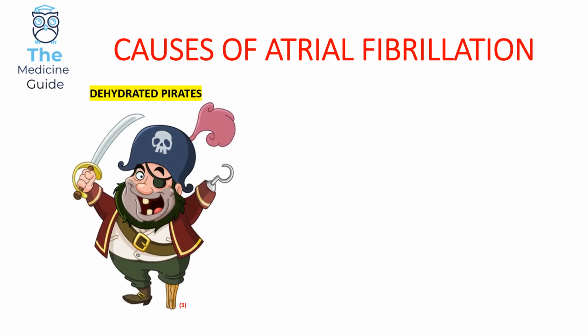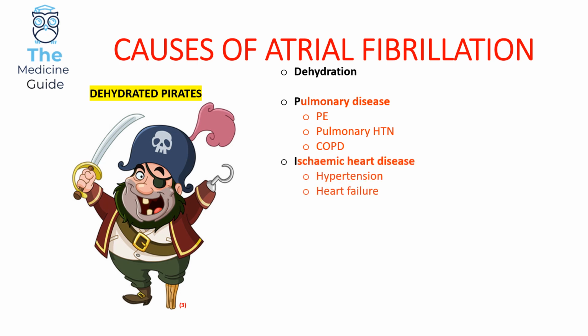I like to remember the causes of atrial fibrillation with the mnemonic dehydrated pirates. So dehydration. Then the mnemonic pirates: P for pulmonary disease, which can include PE, pulmonary hypertension, COPD. I for ischemic heart disease, like hypertension, heart failure. R for rheumatic heart disease and mitral valve disease. A for anemia and atrial myxoma.